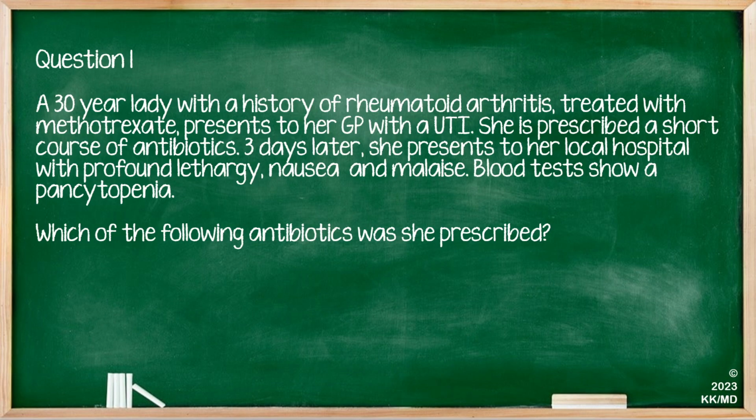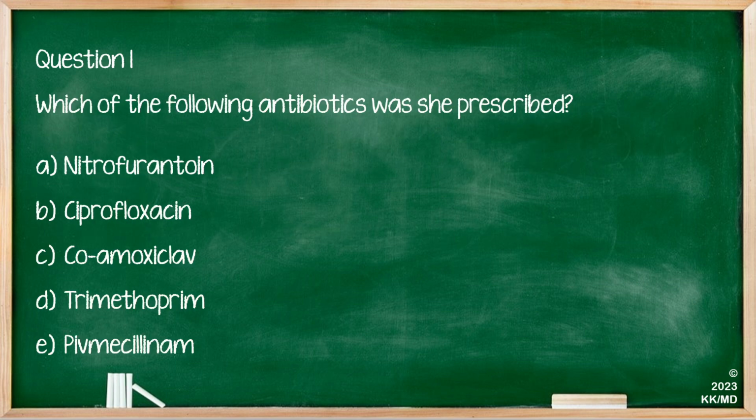So now it's time for some questions. Question 1. A 30-year-old lady with a history of rheumatoid arthritis treated with methotrexate presents to her GP with a UTI. She is prescribed a short course of antibiotics. 3 days later, she presents to her local hospital with profound lethargy, nausea, and malaise. Blood tests show a pancytopenia. Which of the following antibiotics was she prescribed? So the options are nitrofurantoin, ciprofloxacin, coamoxiclav, trimethoprim, and pivmecillinum. The correct answer in this case is trimethoprim, and this is due to the adverse reaction between trimethoprim and methotrexate.